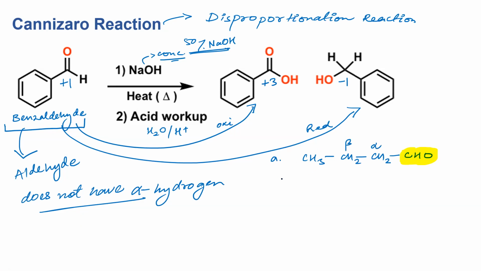So I'm writing a few molecules. You tell me which of the following will give me the Cannizzaro reaction. Will A give the Cannizzaro reaction? Yes or no? What is the condition? The aldehyde should not have alpha hydrogen. This one has alpha hydrogen, so how will it give? Okay, it should not have alpha hydrogen.